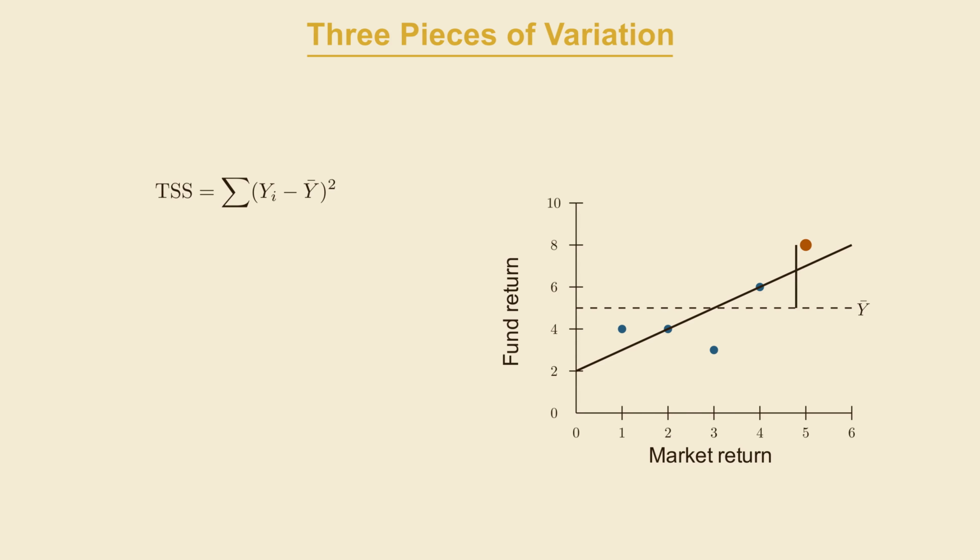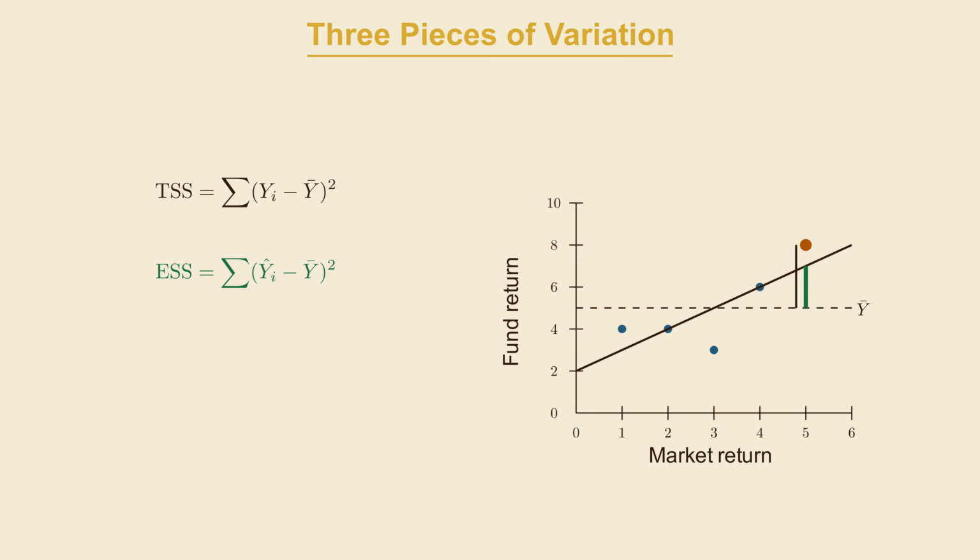Now bring in the regression line. For each month, the line gives us the predicted return based on where the market was. Those predictions also vary around the average. We take each predicted return, subtract the same average, square it, and then add it up. That piece is the explained sum of squares. It's the part of the bouncing around that the line accounts for.